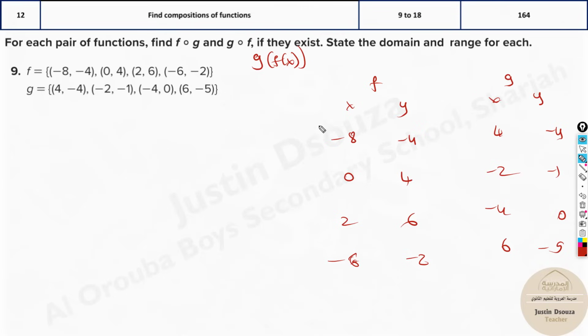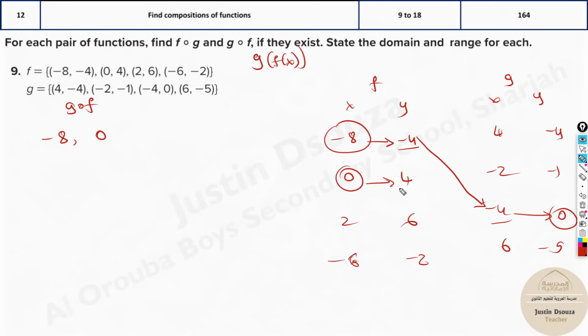Now let's look. We have to input f of x. This is minus 8. What is the answer? It is minus 4. Is there minus 4? Yes, there is a domain over here. Minus 4 is there. What is the answer? 0. So for the domain, one coordinate, minus 8 is 0. This is, sorry, not f composed of g, it's g composed of f. So over here we have g composed of f. First coordinate. Next one, 0, it becomes 4. Is there 4? Yes, 4 is also there. So what is the answer? Minus 4. So 0, comma, minus 4.